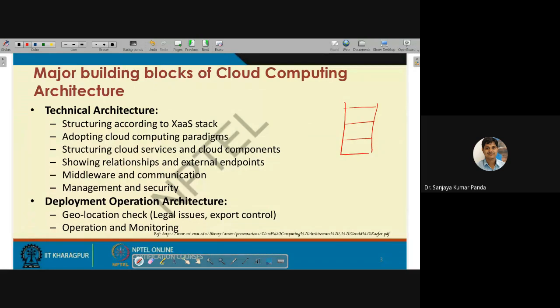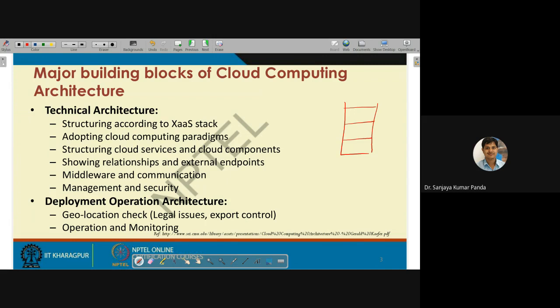Similarly, showing relationships and external endpoints, middleware communication. Middleware is specially used for abstraction purposes. It is hiding many internal details. Similarly, management and security. So there are more technical architecture features for this high-level architecture.